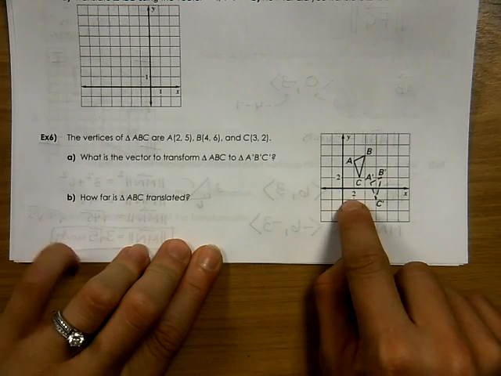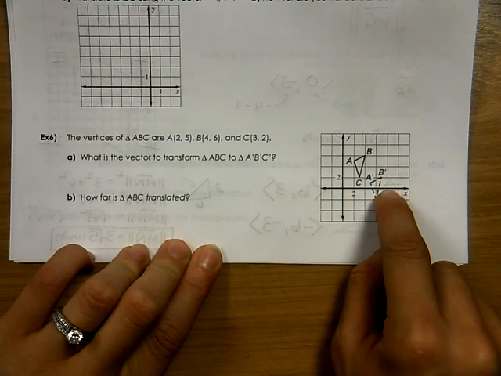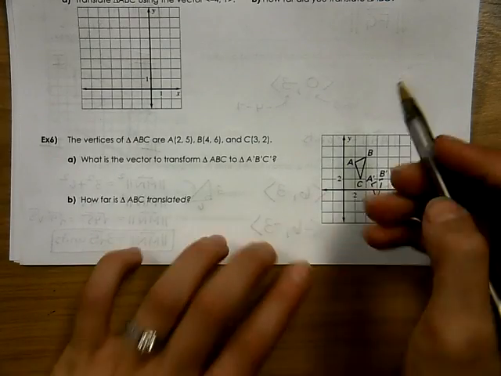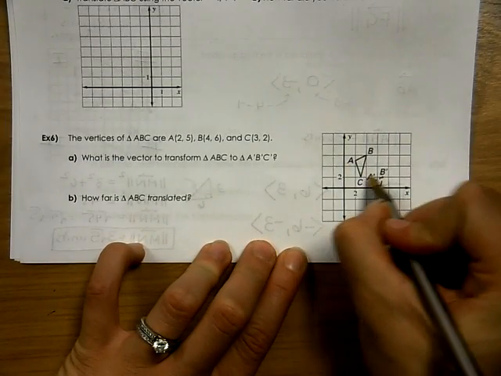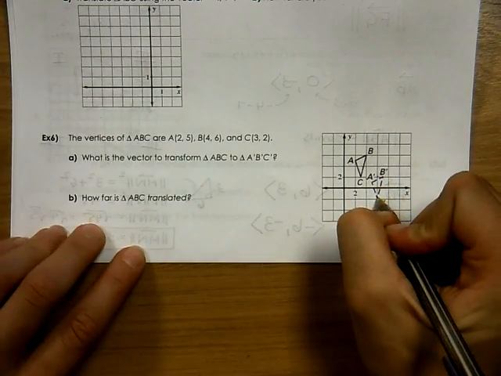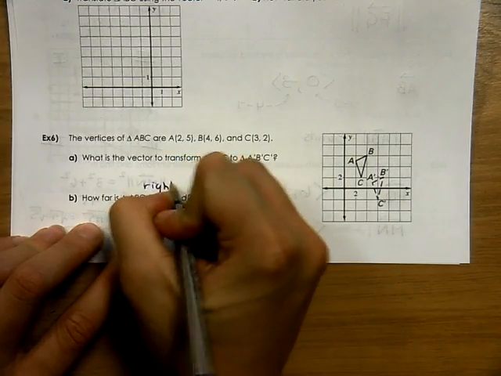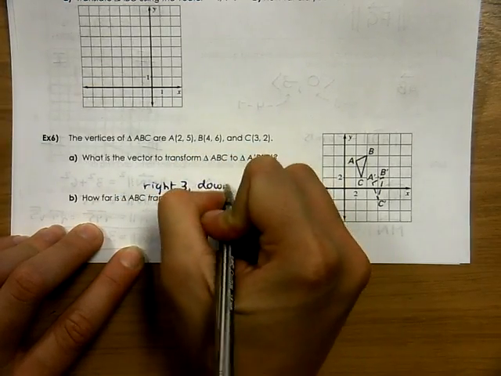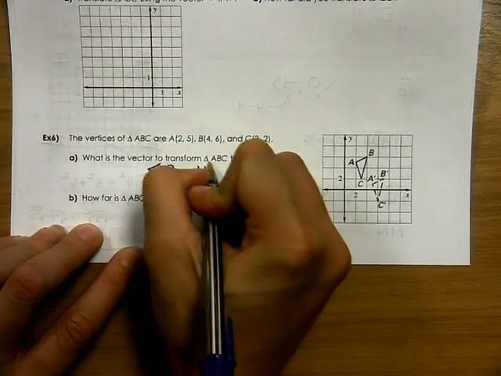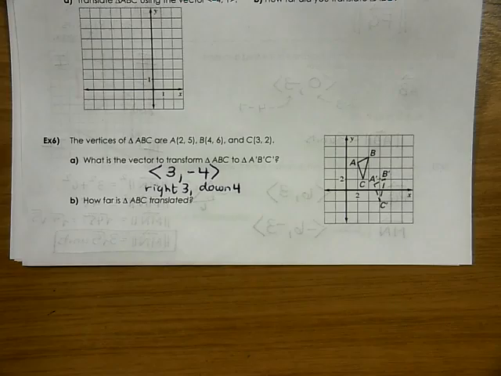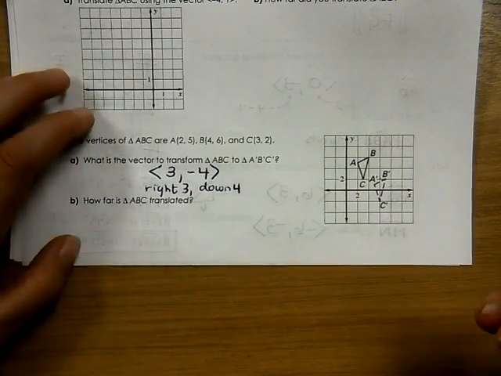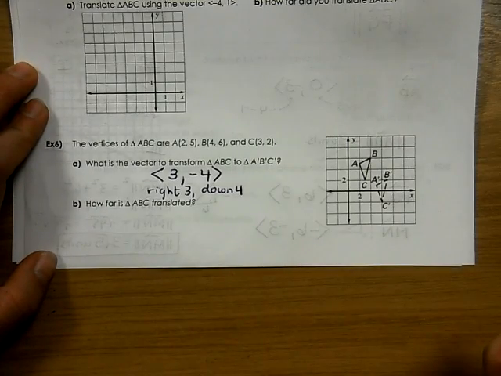Hopefully you noticed that the units were going by 2. So the vector that will transform this will be the vector that translates this triangle 1, 2, 3 units to the right and 2, 4 units down. So we want to go right 3 and down 4. The vector to do that would be <3, -4>. When I asked how far is triangle ABC translated, I hope that that tells you that you need to find the magnitude of the vector.